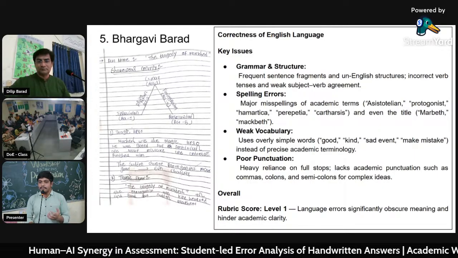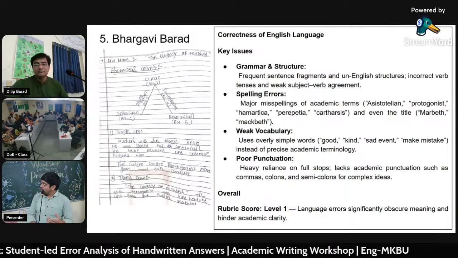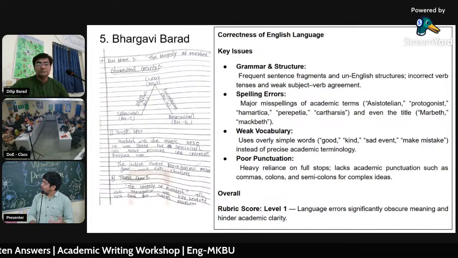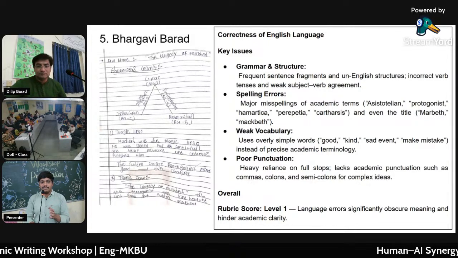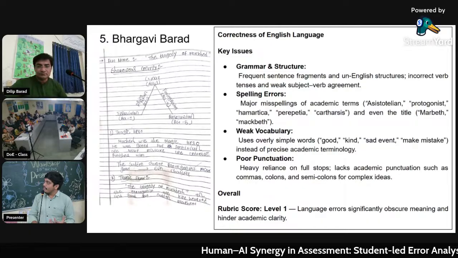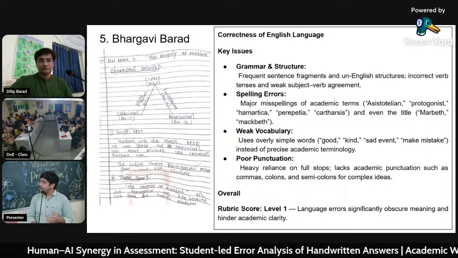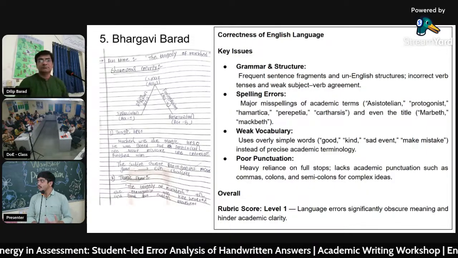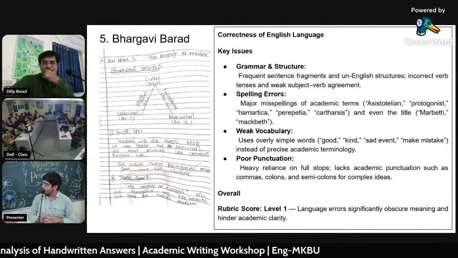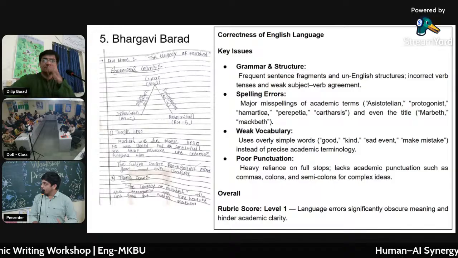She made several spelling errors, and she also highlighted those points where she made errors. For example, in peripeteia, catharsis, hamartia, protagonist, and Aristotelian, where she made mistakes even though she highlighted those points. Weak vocabulary: she uses overly simple words like good, kind, sad, even, make mistake, instead of precise academic terminology. Poor punctuation: heavy reliance on full stops, and lacks academic punctuation such as commas, colons, and semicolons for complex ideas.